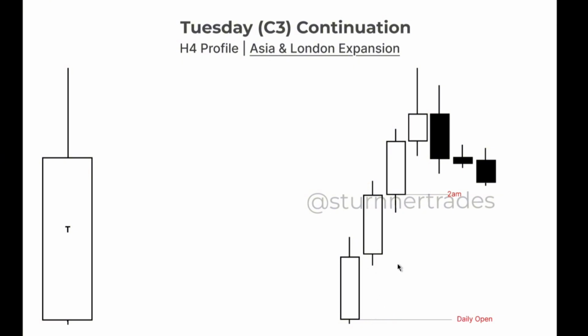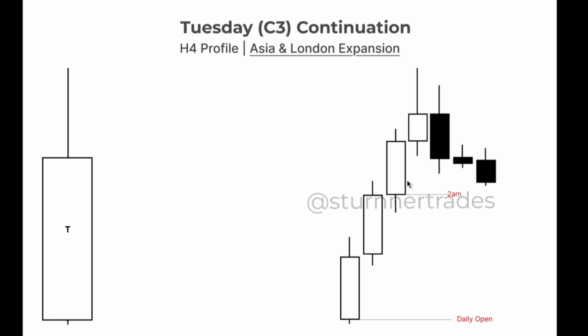Now, we see Asia open up and start the expansion, and London follows through by continuing that expansion. We get the daily opening price at the Asia section, that is 18 o'clock, and price starts expanding right off that level. That gives me confirmation that the market has no time to wait below the opening. That's the signature of an expansion. So my plan here is to position myself inside this 2 a.m. London candle for a continuation move.